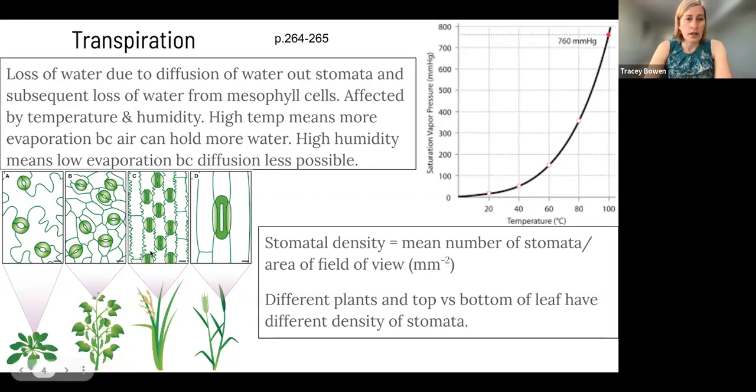And so here are some pictures of different plants and their stomata and how many stomata they have covering a leaf surface. So that is something that we can measure. We can measure something called stomatal density. And that's the mean number of stomata in an area of view under a microscope. And so different plants, as well as top versus bottom of leaves, have different density of stomata.